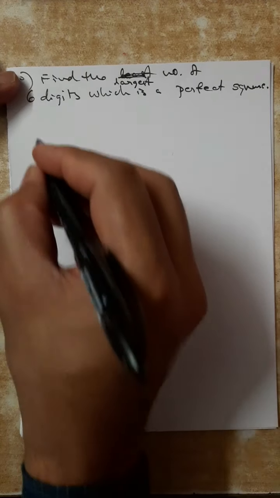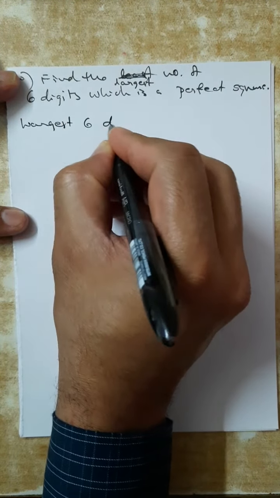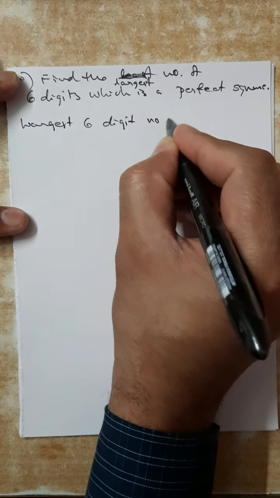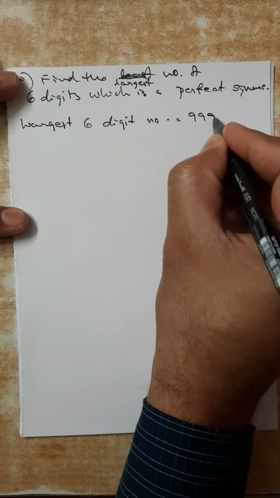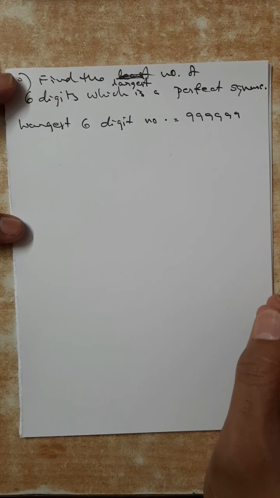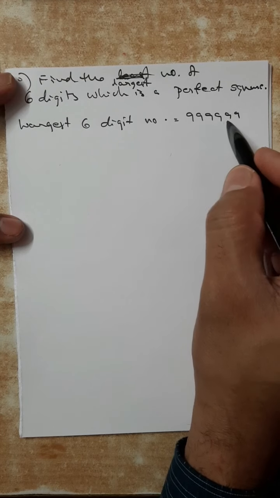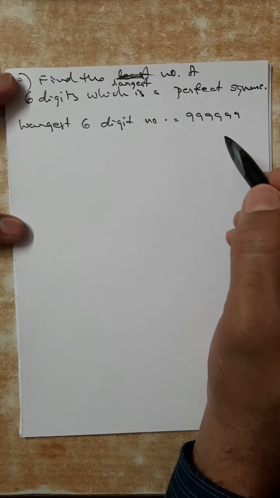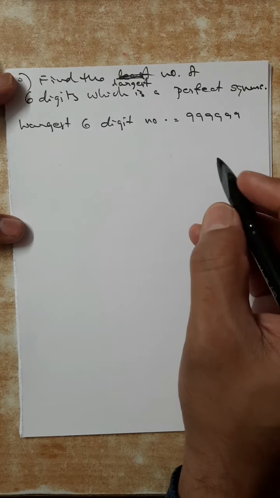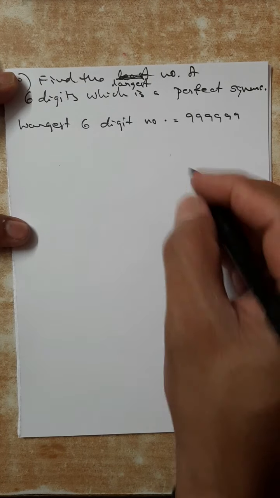Largest means we know. The largest 6 digit number is 6 times 9. Now what to do? If I add something, it will become a 7 digit number. I cannot do that. It is not a perfect square, so the only option is to subtract something. What should be subtracted? That type of question we already studied, so exactly the same work we will do.